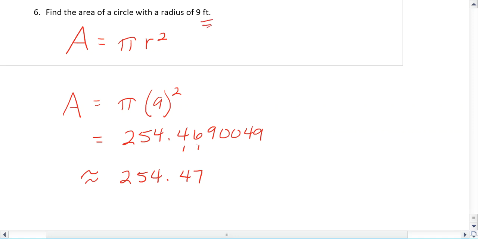Now let's talk about units. We are in feet. So area is not measured in linear feet, area is in square units. So the correct units would be feet squared.